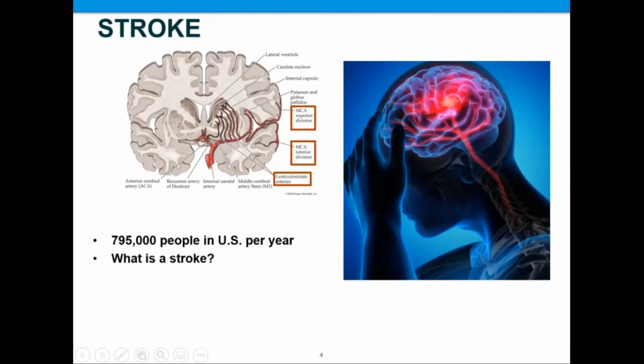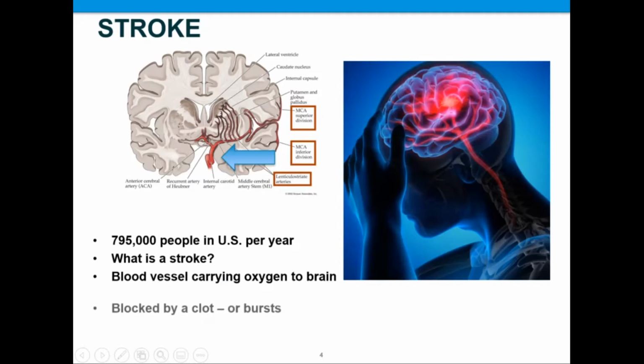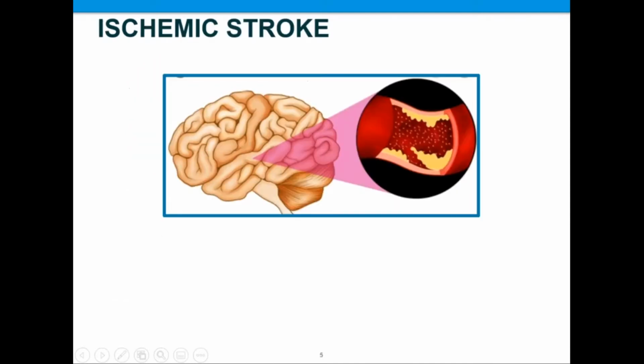What is a stroke? According to the American Stroke Association, a stroke occurs when a blood vessel that carries oxygen and nutrients to the brain is either blocked by a clot or bursts. When that happens, part of the brain can't get the blood and oxygen it needs, causing brain cells to die. There are several types of strokes.